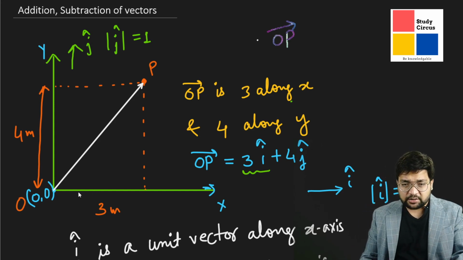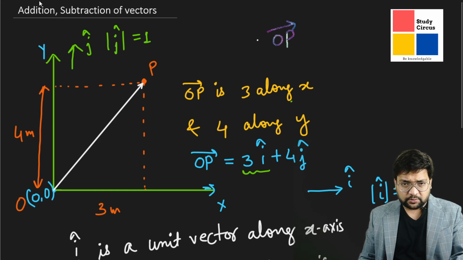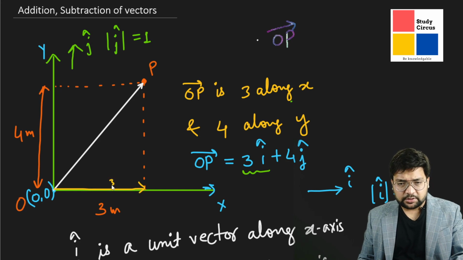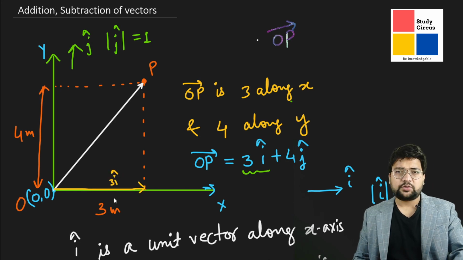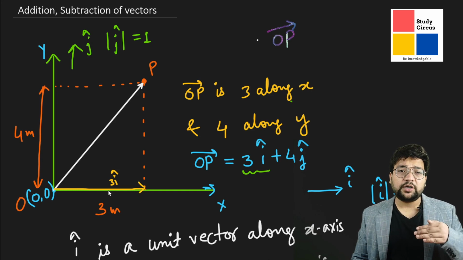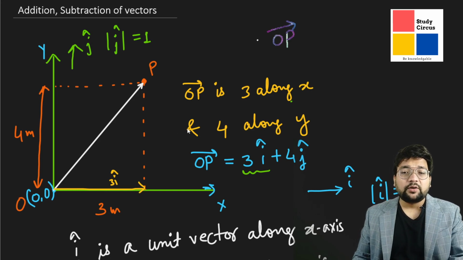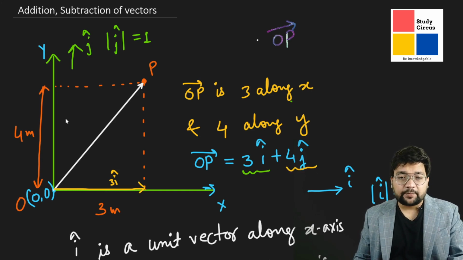So this 3 i is this vector. 3 i cap is this vector. This is 3 i cap, right? Because i cap is 1 unit along x. What is 4j cap? 4j cap is this vector, right? This is the 4j cap, okay?